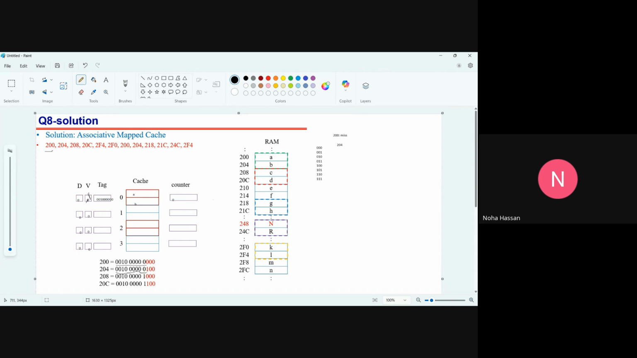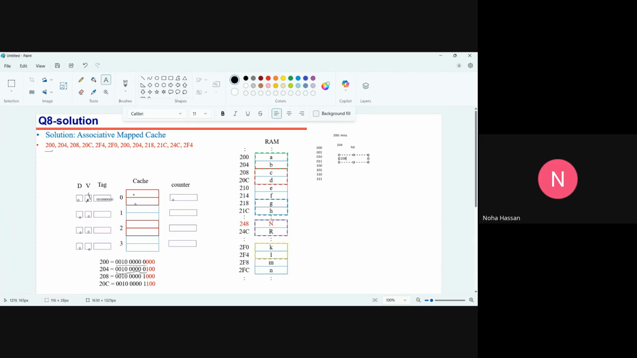So now 200 is actually a hit. 204, I mean, is a hit. Okay, 204 is actually a hit. The counter is already 0, so I don't change anything. Okay, at this point, let's move to the next address, which is 208.